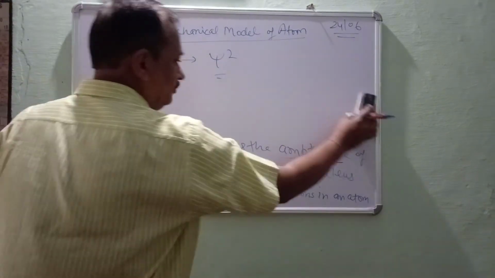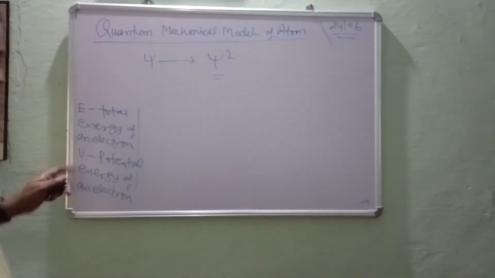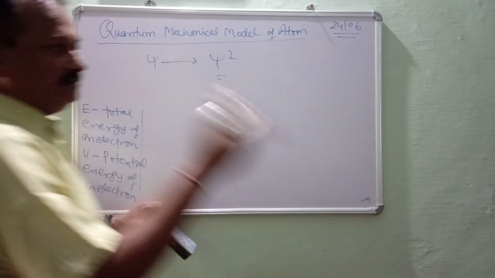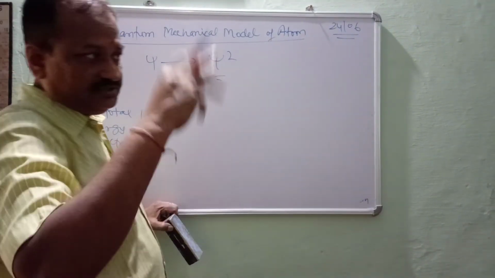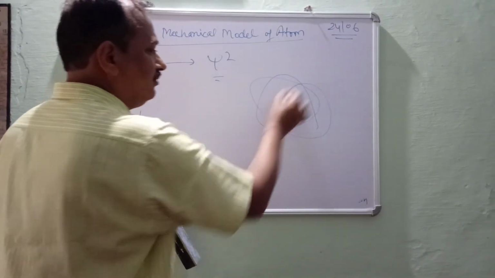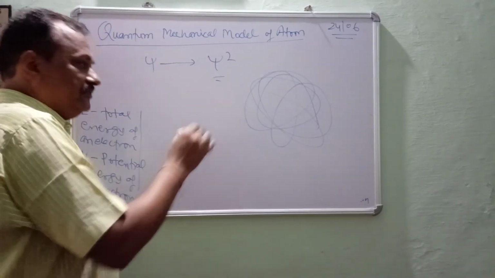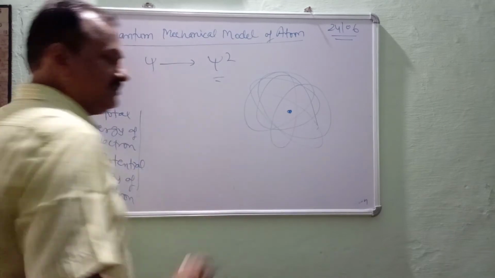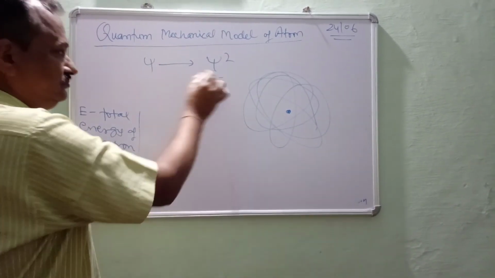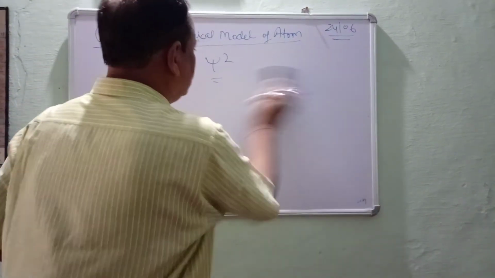Now one point you may not be clear about is this potential energy. Actually electrons rotate just like the planets in the solar system. They follow an elliptical path to minimize energy, so this is the nucleus, and electrons rotate like this, and this gives rise to psi square. So from psi square we have the concept of orbitals.